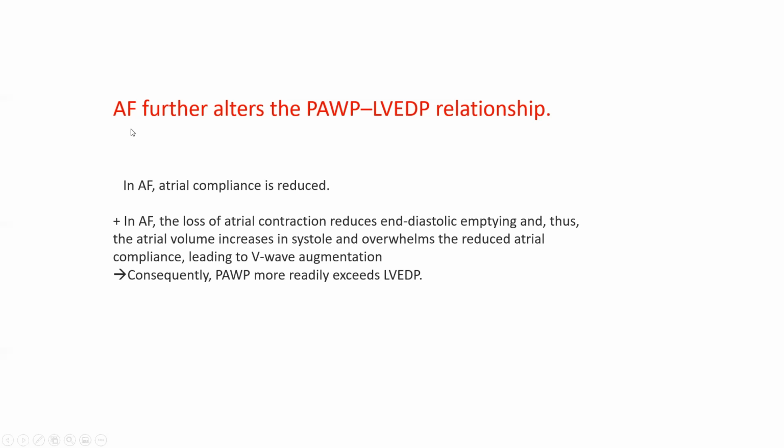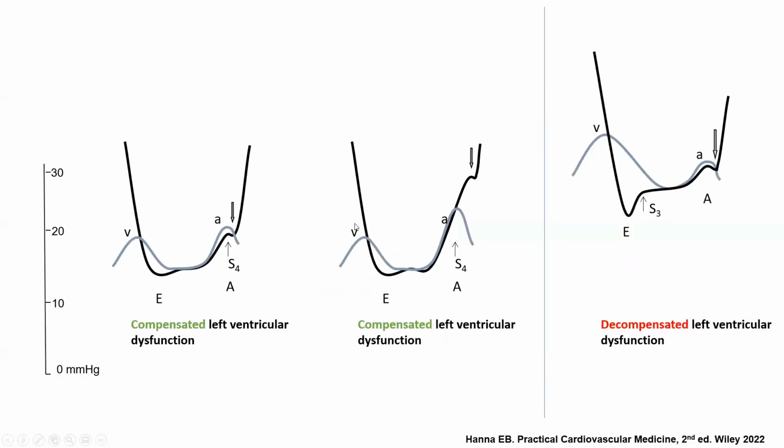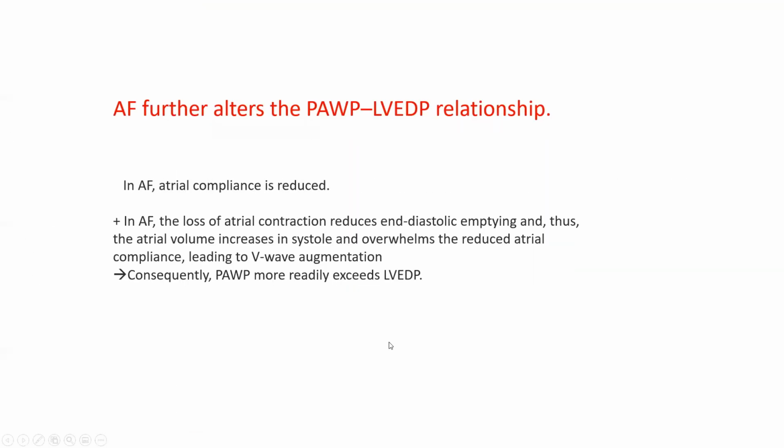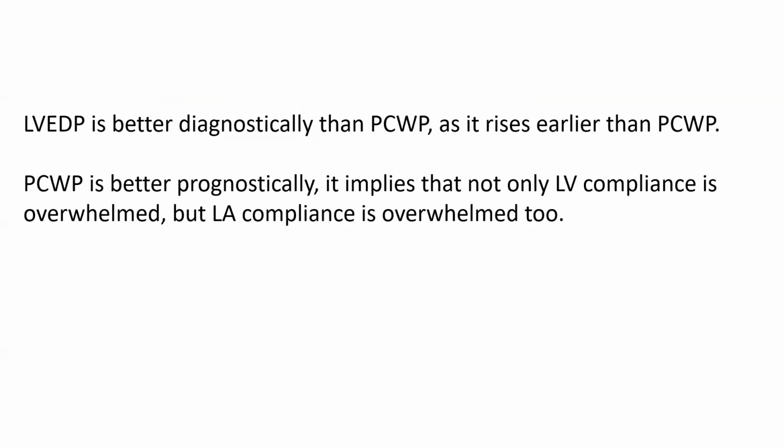So if you take somebody with decompensated heart failure and AFib, you will easily have a large LA V wave, or wedge pressure V wave, that could easily make the wedge pressure exceed the LVEDP. Okay. So I described cases where LVEDP is higher than mean wedge pressure, mainly compensated LV dysfunction, and cases where wedge pressure is higher than LVEDP, mainly decompensated LV failure with overwhelmed atrial compliance, including an exaggeration by added atrial fibrillation. So this is kind of a summary idea.